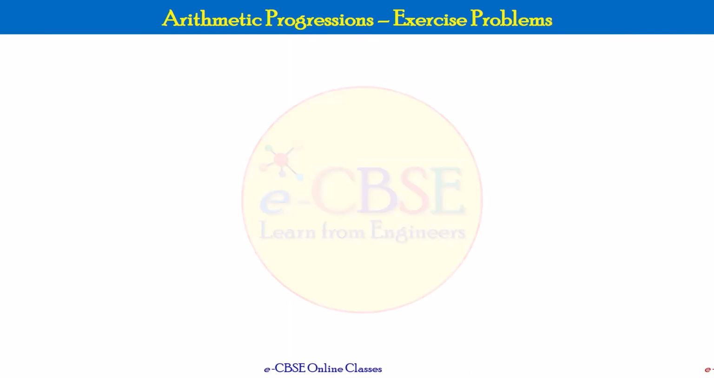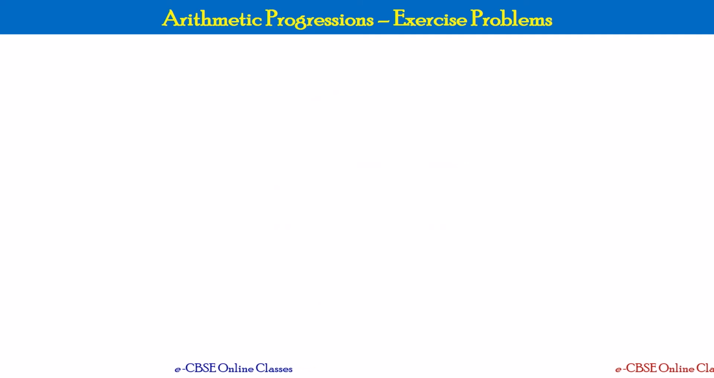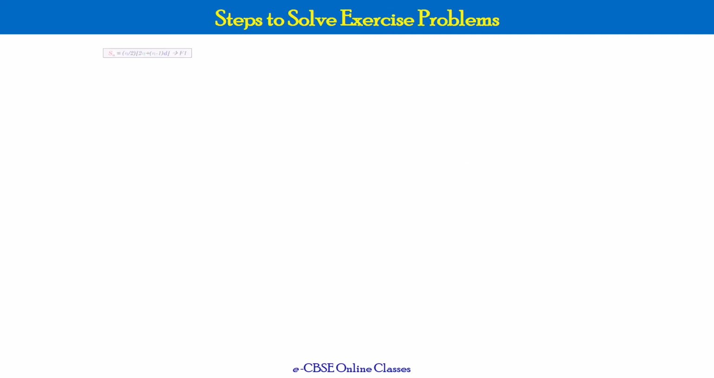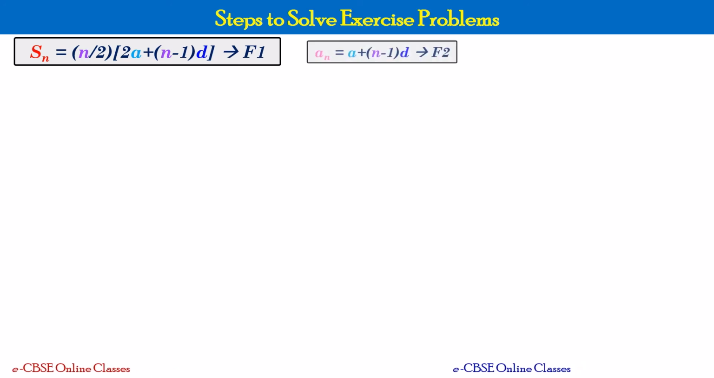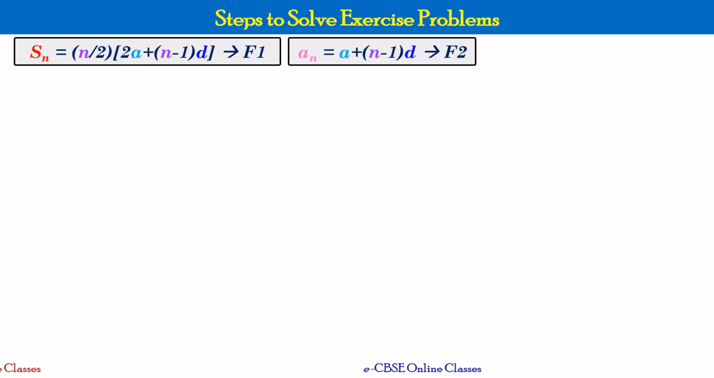Now before closing this video and the module, let us quickly look at how to solve such problems. First, let's look at what are the different formulas that we have used. Sum of the first n terms of the arithmetic progression, Sn is equal to n by 2 times 2a plus n minus 1 into d. Notice that there are 4 parameters here, Sn, n, a and d, correct? Second formula is the general form of nth term, that is an equal to a plus n minus 1 into d. Again here also there are 4 parameters, a, n, d and an.